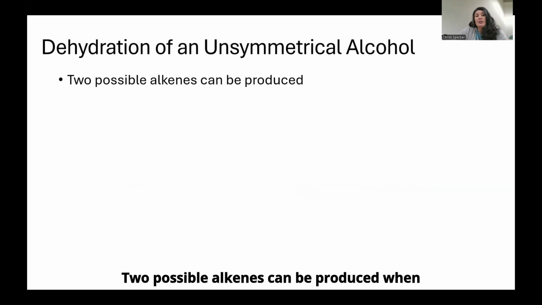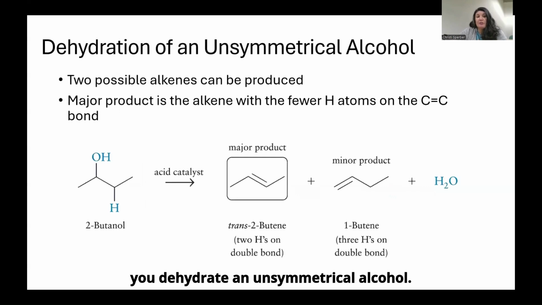Two possible alkenes can be produced when you dehydrate an unsymmetrical alcohol. The major product is the alkene with the fewer hydrogen atoms on the carbon-carbon double bond. But you can also have a minor product. So here you have an OH group and a hydrogen group on two neighboring carbons.